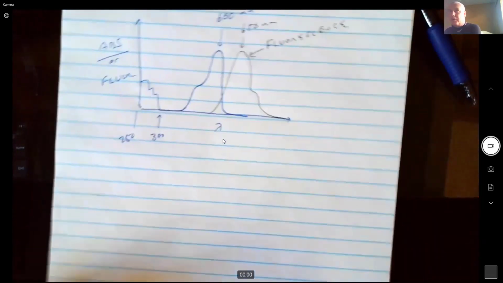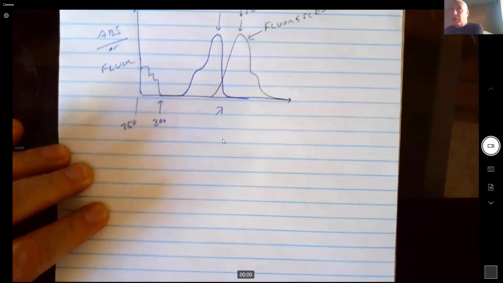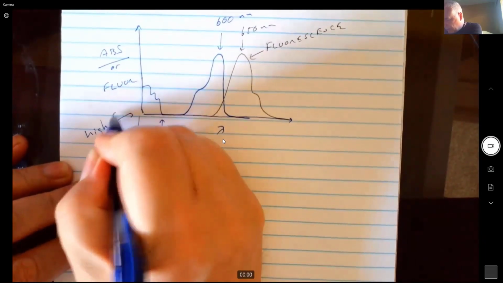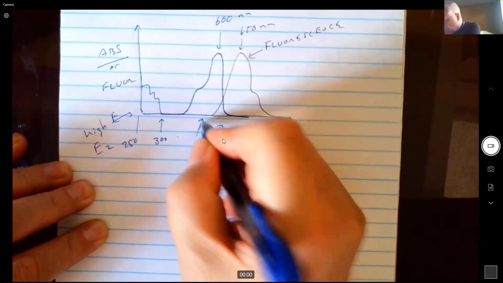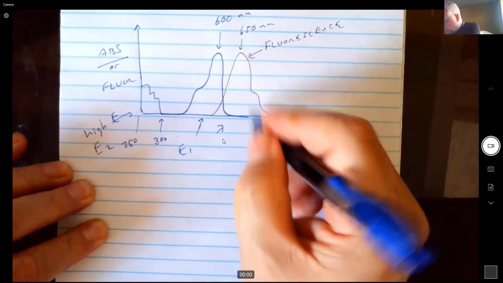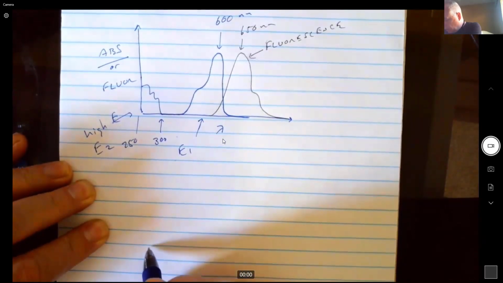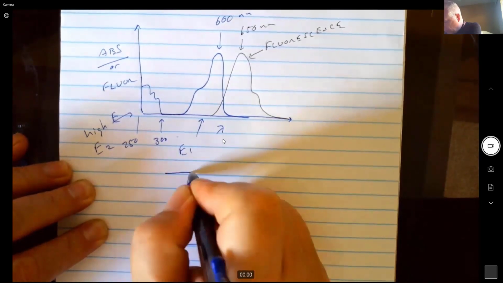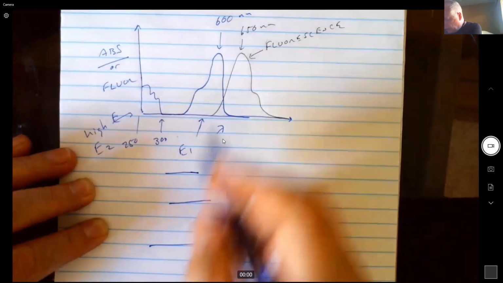But so let's look at an energy level diagram, or a molecular energy level diagram, that this might correspond to. Now we've got a high energy transition here. I'm going to call this E2, and we've got a lower energy E1, and then we've got the emission manifold, right? So for the absorption, we have ground state, higher excited state, and then an intermediate excited state, right?